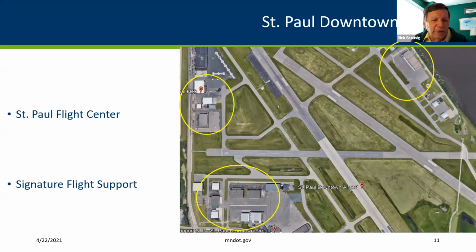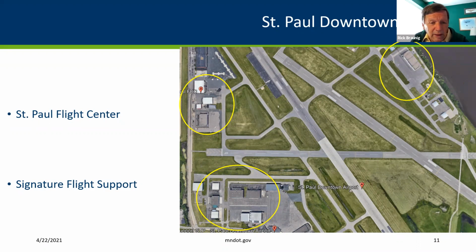So here's an example. Here's St. Paul Downtown Airport. And St. Paul Downtown actually has room for 3 fixed-base operators. On the upper left is St. Paul Flight Center, where we base our Bonanzas. On the bottom left is Signature Flight Support, where we base our King Airs. And then there's another FBO on the right side, and I don't think anybody's in there right now, but we used to base there too.